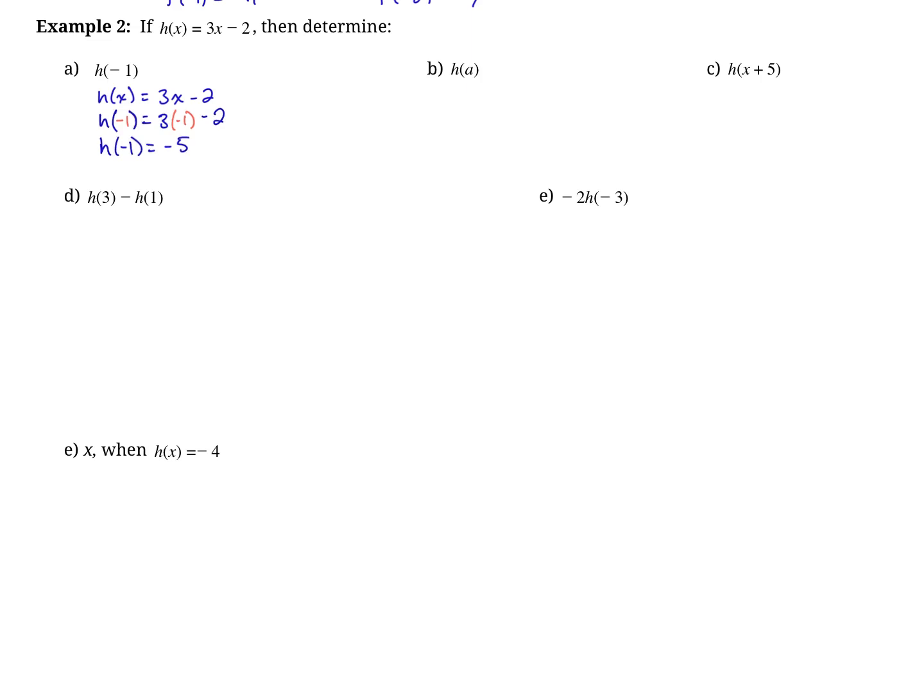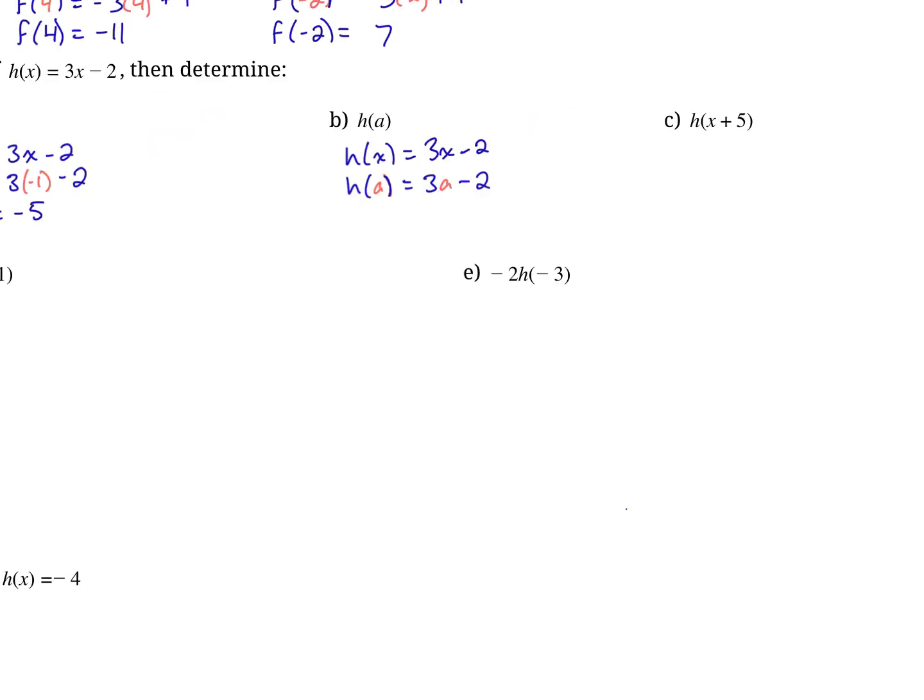In the next one, we're finding h at a. Now this is a little weird because a is not a number, but we can still do the same thing. So our function is h at x equals 3x minus 2. Now instead of x, we're just going to replace that x with this variable a. So h at a equals 3a minus 2. Now that can't be simplified any further, so that is in fact our final answer. h at a is equal to 3a minus 2.